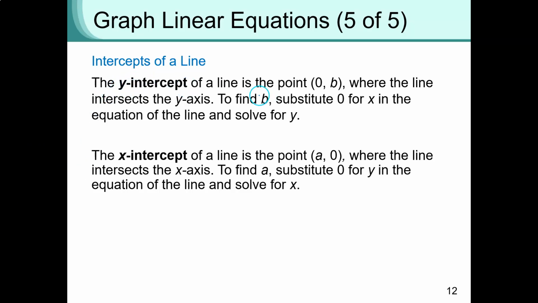Intercept: the y-intercept is where x equals 0. So the y-intercept you'll have (0, b). The x-intercept is where y equals 0. So you'll have the intercept point at (a, 0).